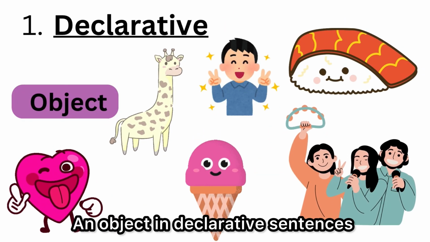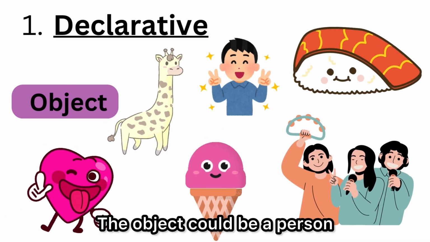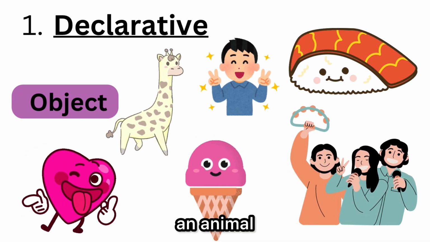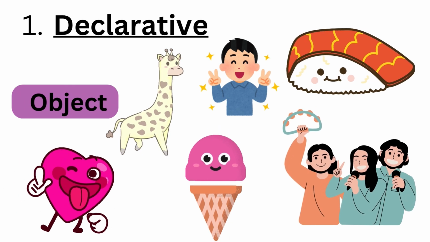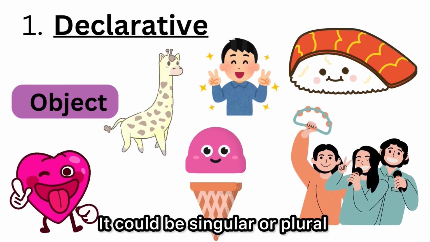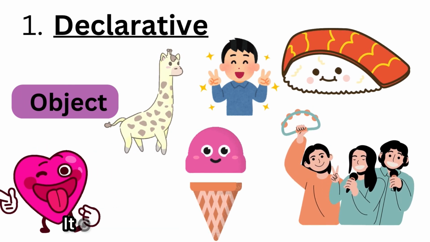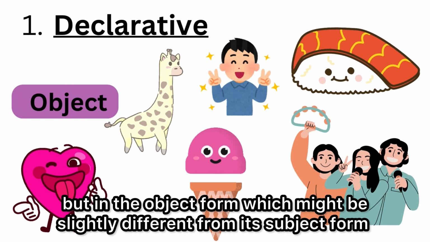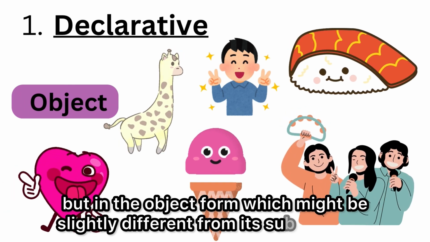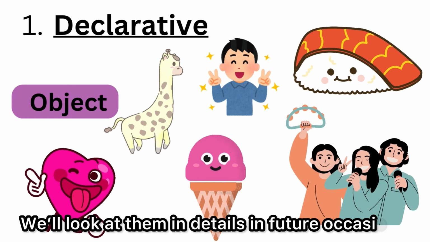An object in declarative sentences is similar to its subject. The object could be a person, an animal, a thing. It could be a noun or a pronoun. It could be singular or plural. It could be countable or uncountable, but in the object form, which might be slightly different from its subject form. We'll look at them in detail on future occasions.